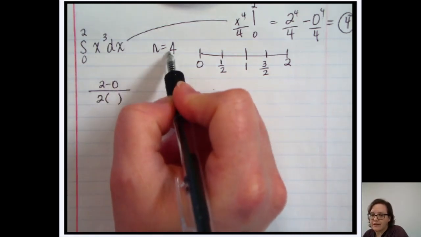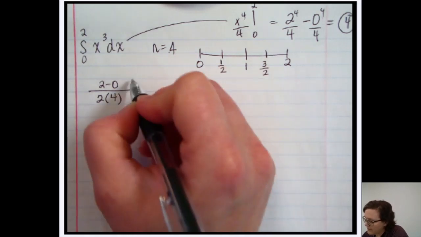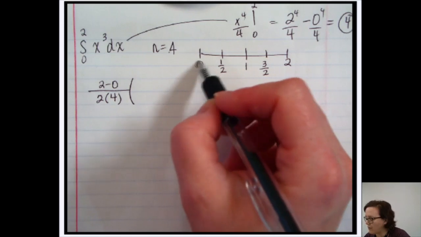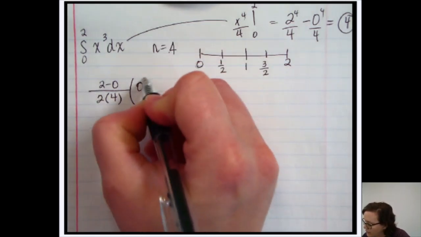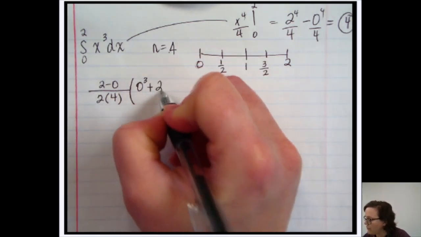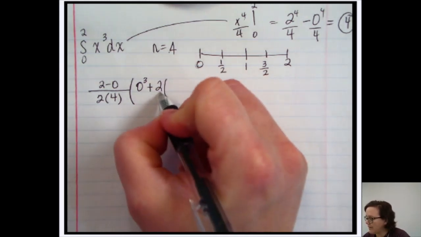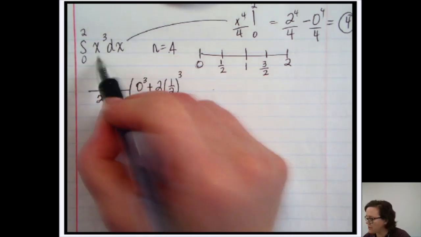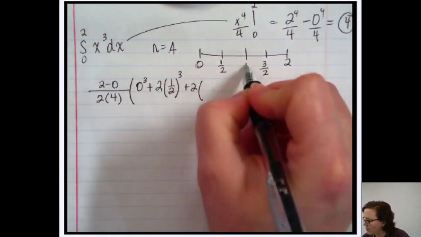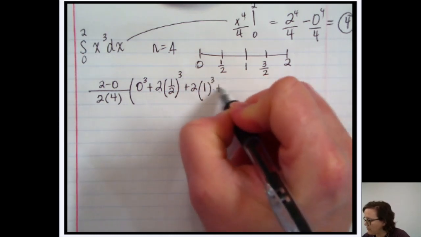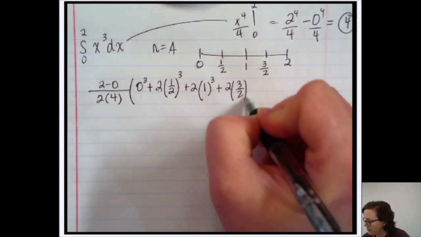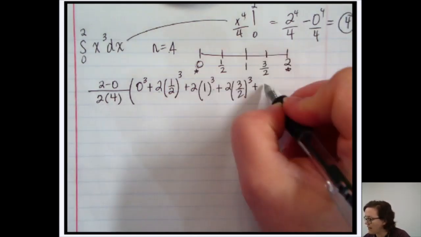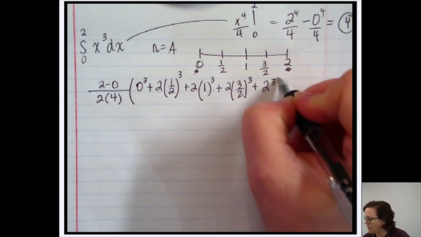So again, they gave us the n, which is 4. Okay. Times, now we start plugging our y's in. Okay, and again, we only want one of these. So 0 to the 3rd plus 2. Okay, that was from the formula. Now we plug in 1/2 to the 3rd, because that's what our function says, plus 2 times 1 to the 3rd, plus 2 times 3/2 to the 3rd. And then when we get to our last one, we only use a 1. So 2 to the 3rd.